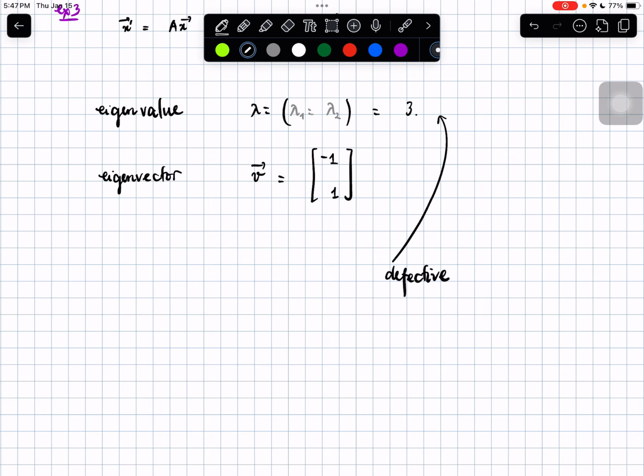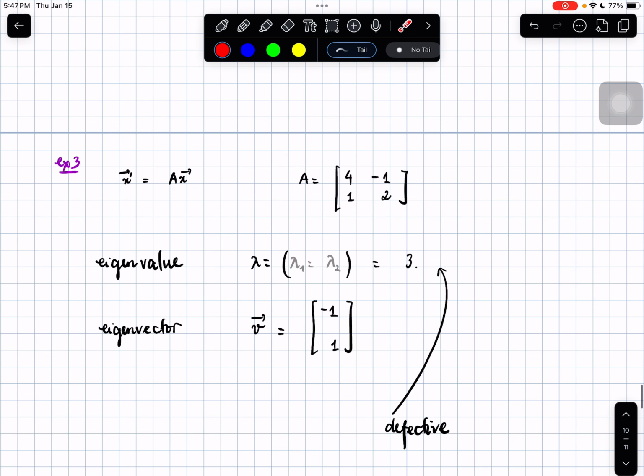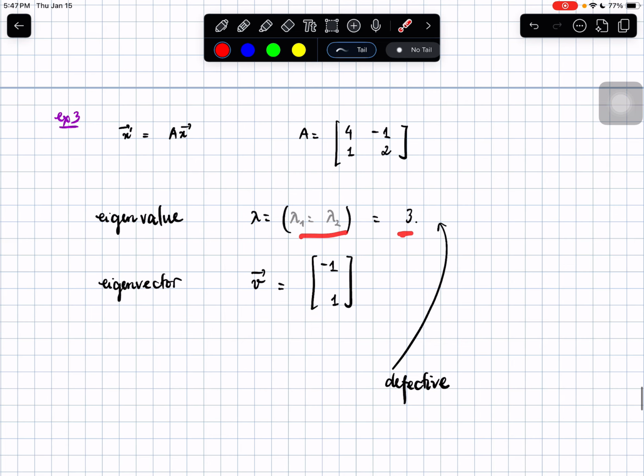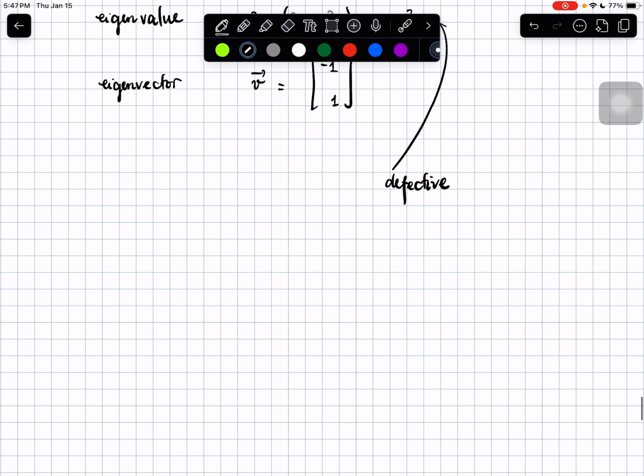If the matrix is diagonalizable, we should have two linearly independent eigenvectors because the algebraic multiplicity is 2. But we only have one linearly independent eigenvector, so we missed one. So what we will do is to find the generalized eigenvectors.